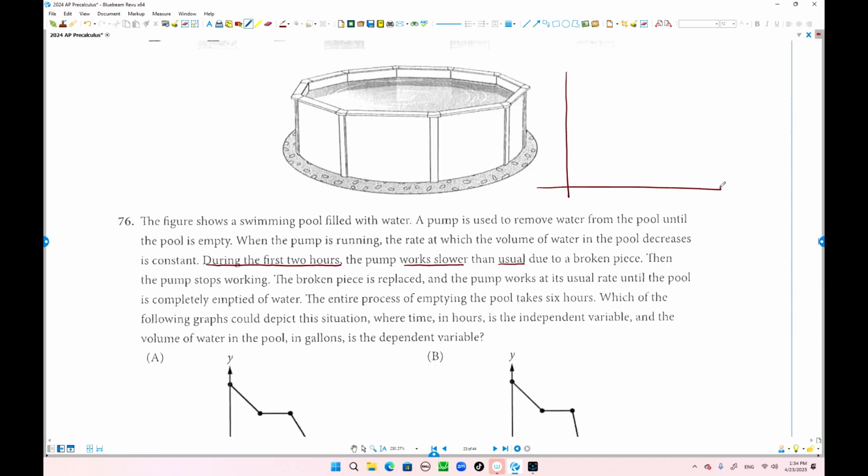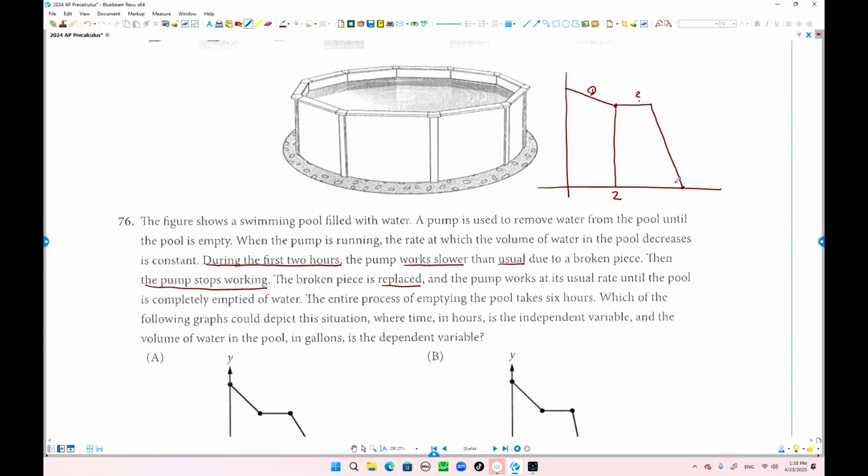Maybe you can guess this. First, slow, a little slow. Anyway, this is the first 2 hours. And then the pump stops working. Why? A broken piece, the part will be displaced. Nothing changed. I don't know how long. Anyway, after that, the pump works at its usual rate. Usual rate is a little faster than the first one, okay? Maybe faster.